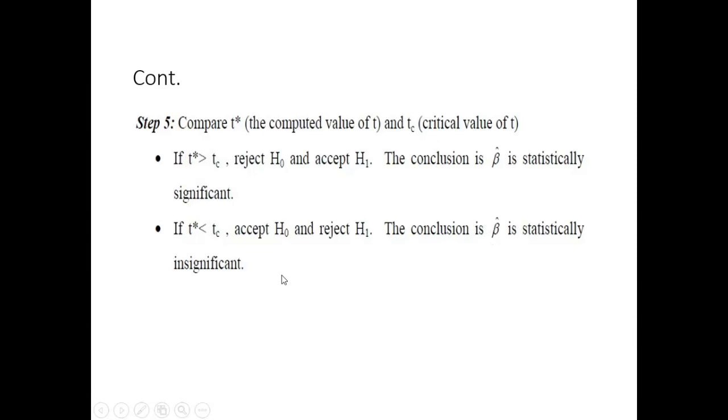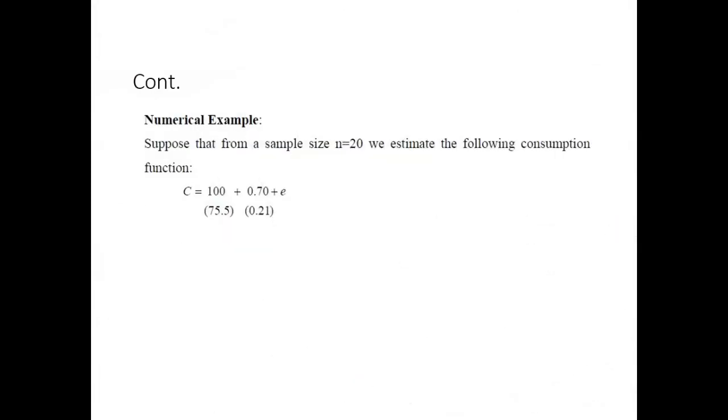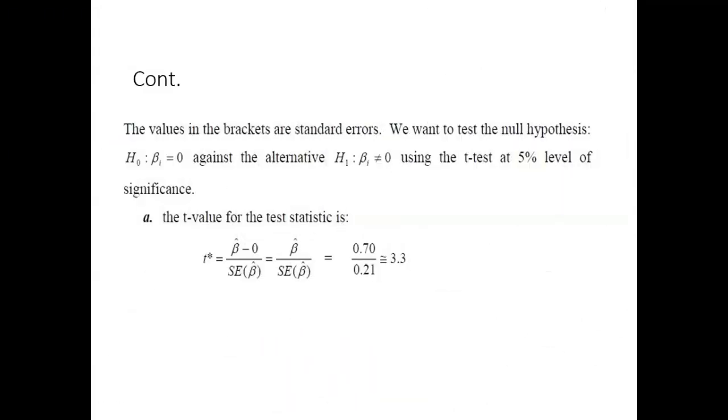This means x and y have no relationship. We are also given another example. For example, n is 20, and C may be a consumption function given as 100 plus 0.70 x plus e. Here 75.5 and 0.21 are given. This implies beta 1 is given. Since beta 1 is given, we can calculate the degrees of freedom. The values in the brackets are the standard errors.